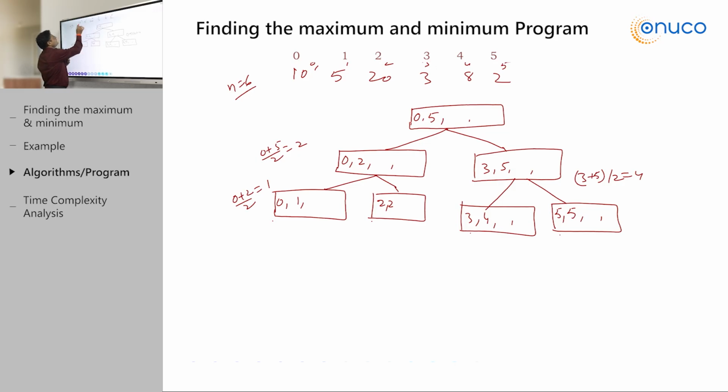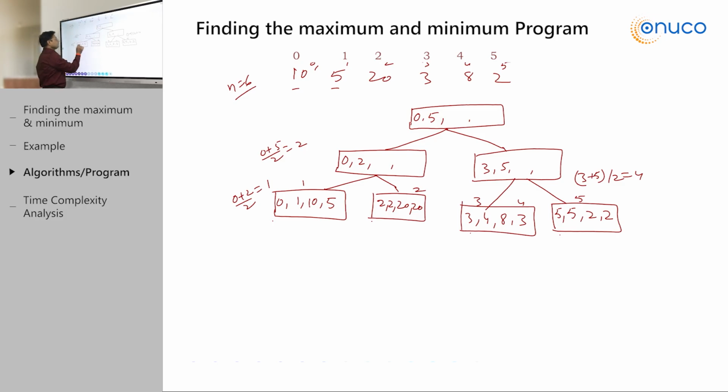Let us see that now. If you have 0, 1, which is maximum and which is minimum? 10 and 5 you are going to compare. 10 is maximum, 5 is minimum. So this is the first node, the first iteration is completed. Here 2, 2, we have 20 as maximum and 20 as minimum. For 3, 4, 8 is maximum and 3 is minimum. For 5, 5, we have 2 as maximum and 2 as minimum. So these are the second, third, fourth and fifth iterations.